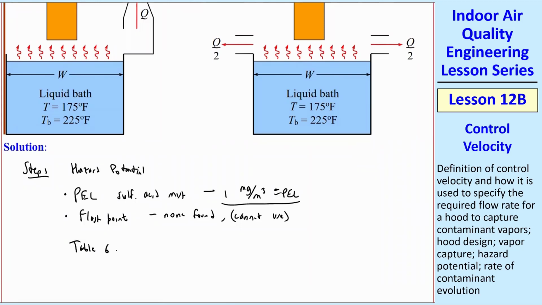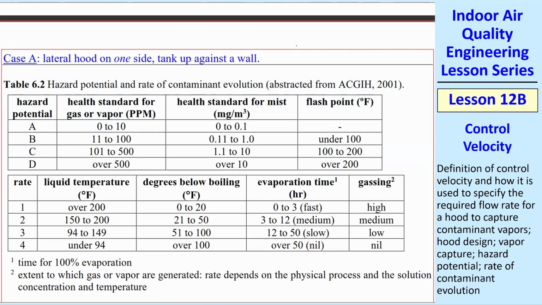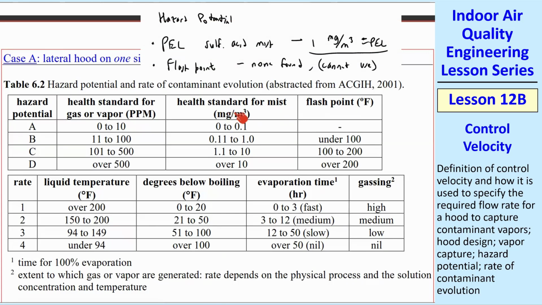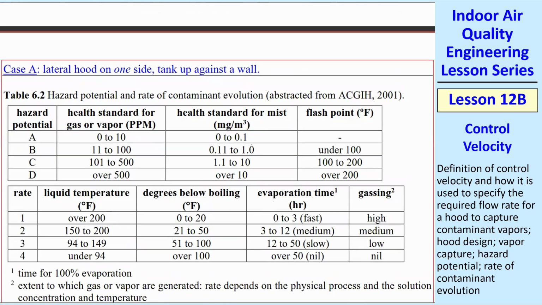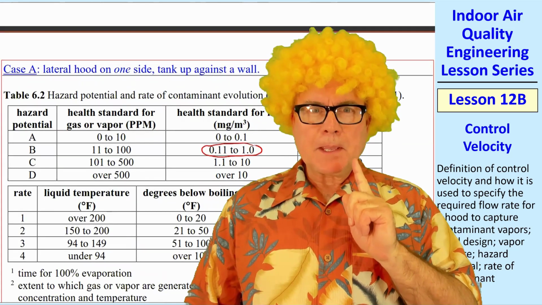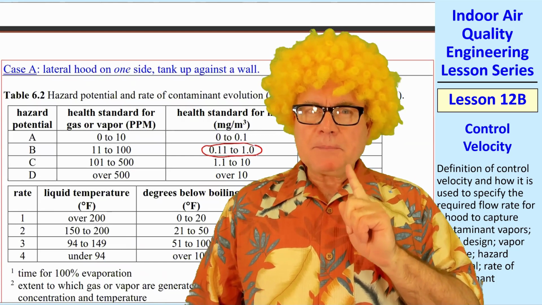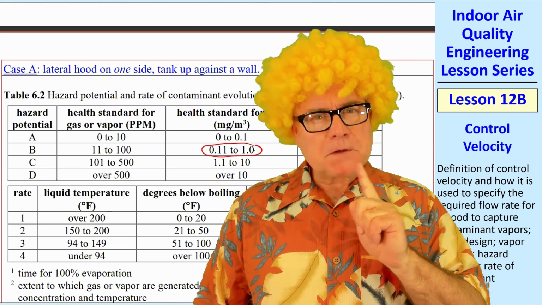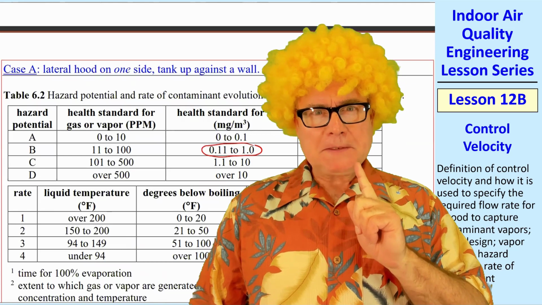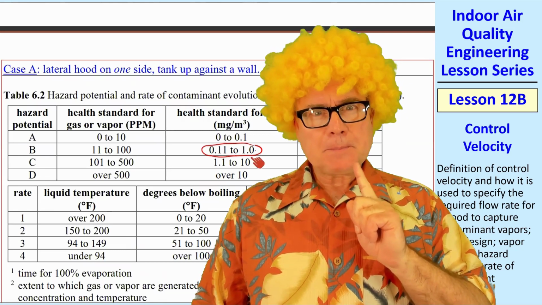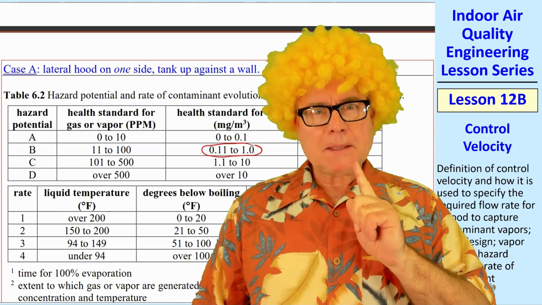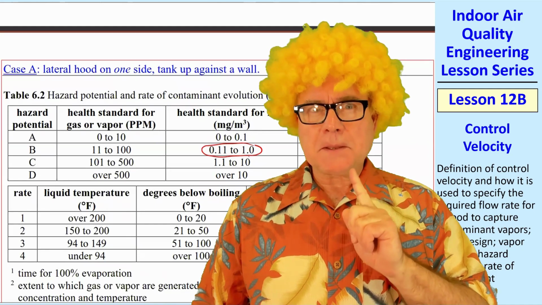From table 6.2, the hazard potential is B. Here's the table. First of all, is it a vapor or is it a mist? It's a mist, and the units are milligram per meter cubed. That falls in here. But sir, what if the PEL were, say, 1.05? What would we do then? The answer is you're never going to have PELs to 3 digits. I see. Thank you, sir.